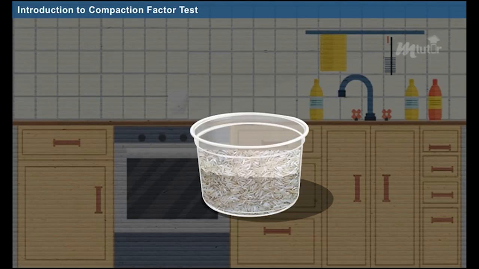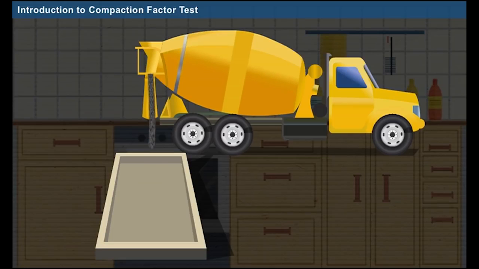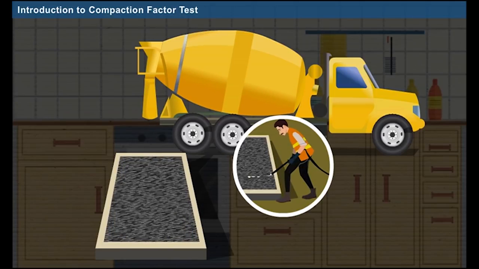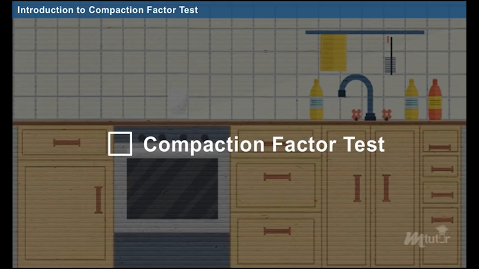externally. Likewise, when the concrete is made to fall from a certain height, concrete gets compacted internally and then a lesser amount of external force is applied to compact the remaining concrete. Thus, its compaction efficiency will be more. The test which considers this factor is called as compaction factor test.